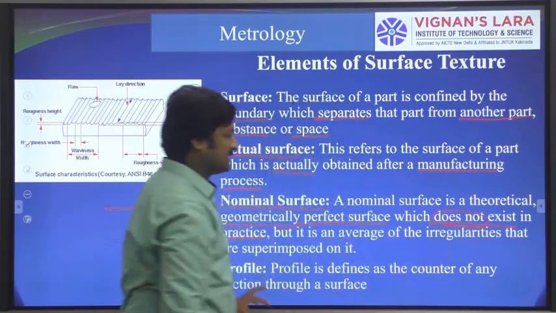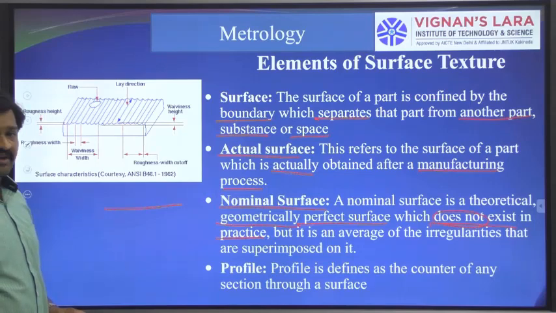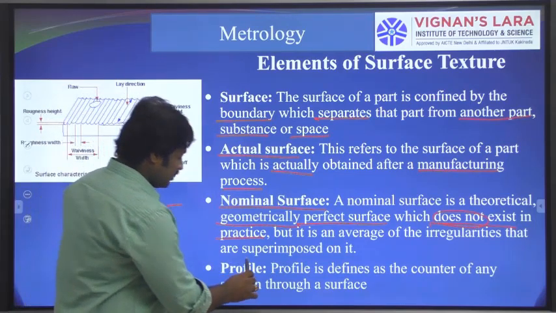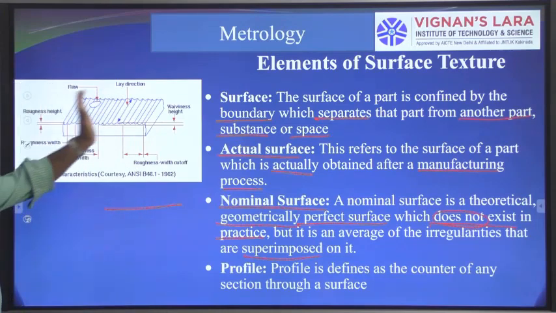It does not exist in practice, but it is an average of the irregularities that are superimposed on it. So if we consider all the portions together, we can consider that as a perfectly straight line. But practically, if we consider any portion of the surface, it is an ideal condition only. We cannot produce a surface without any irregularities.